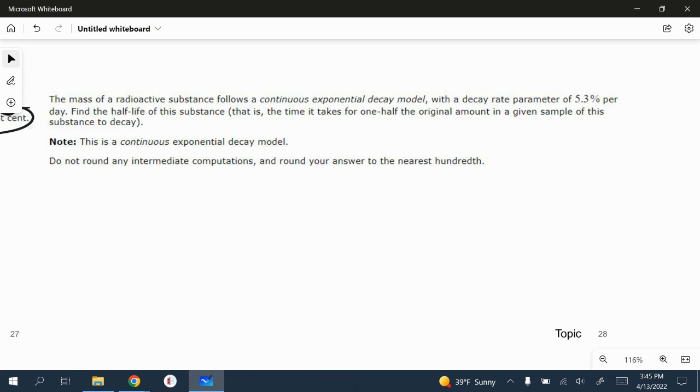Okay, topic number 28. The mass of a radioactive substance follows a continuous exponential decay model. So we're decaying here. We've talked about our rate before. So our rate for this one, since it's 5.3%, I'm going to change it to a negative 0.053. That's what I'm going to use for r when I do my PERT. So A equals P e to the r t.